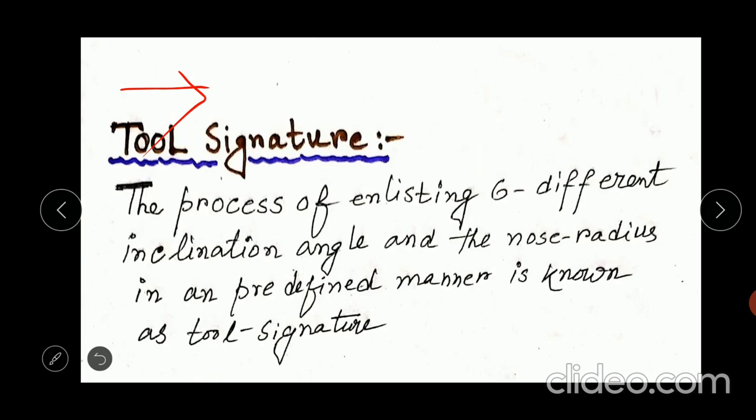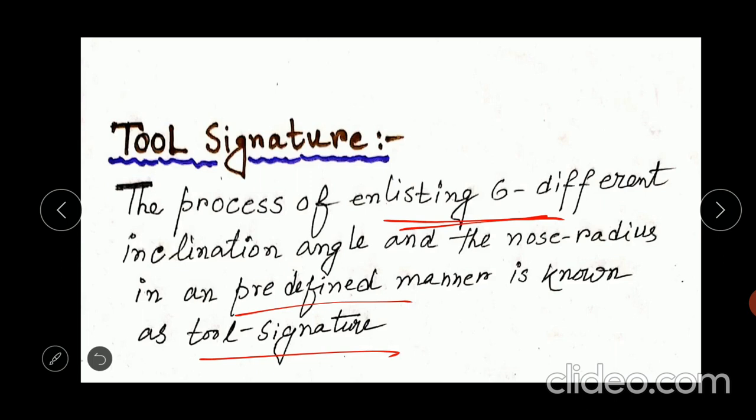The process of enlisting 6 different inclination angles and the nose radius in a predefined manner is known as tool signature. In the previous video I mentioned why the inclination angles are required. Basically, to remove the rubbing or friction action between the workpiece and the cutting tool, you have to give different inclination angles by the grinding process to different faces and surfaces of a single point cutting tool. When you are giving those inclinations, you have to enlist them in a proper way. It is nothing but a specification kind of thing for a single point cutting tool.